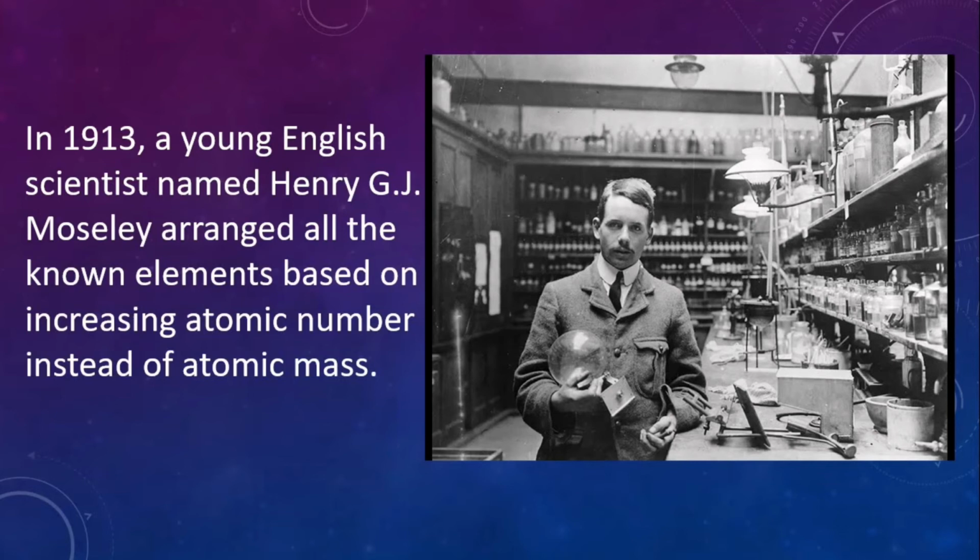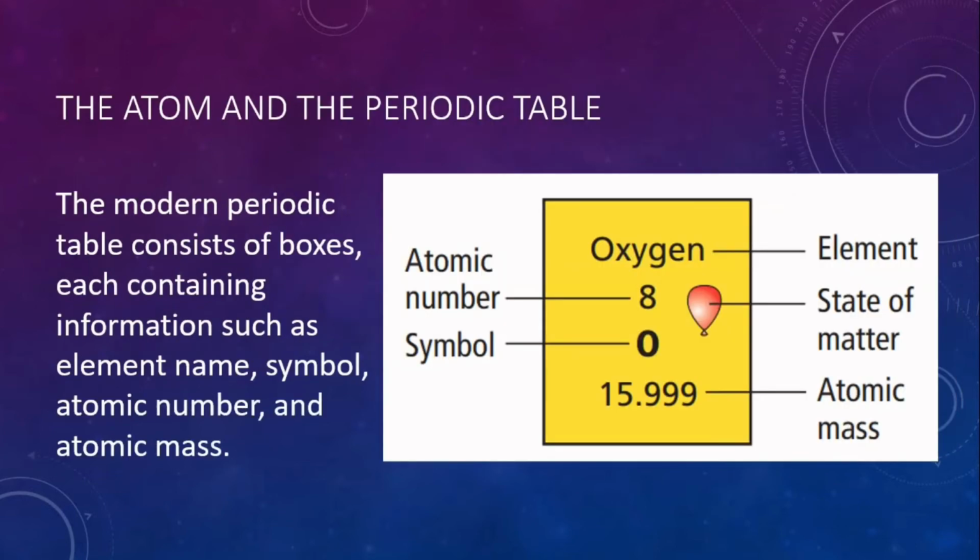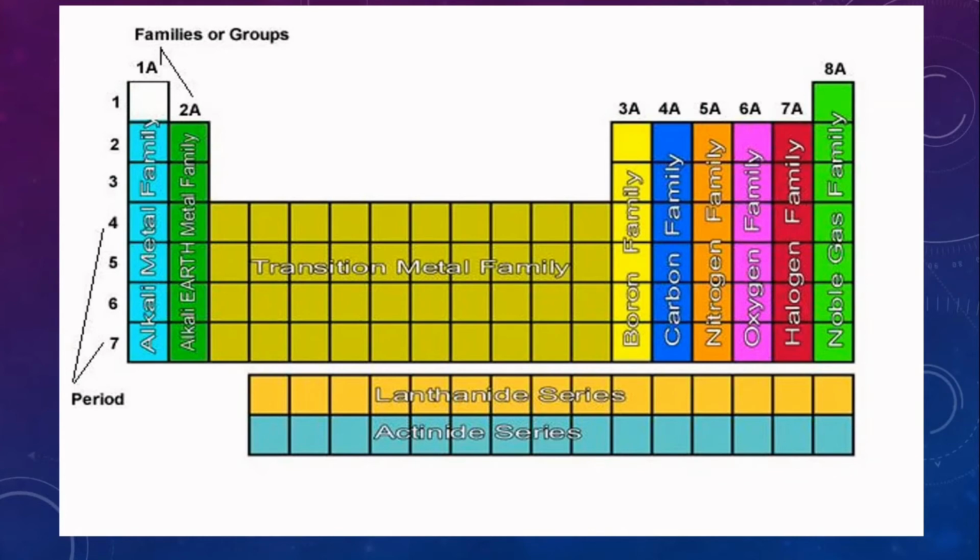The modern periodic table consists of boxes, each containing information such as element name, symbol, atomic number, and atomic mass. The horizontal rows of elements in the periodic table are called periods and are numbered from 1 through 7, as you can see in the picture. Then, the vertical columns in the periodic table are called groups, or also families, and they are numbered from 1 through 18. So here you can see the types of family, for example, the transition metal family, the boron family, oxygen family, and so on.